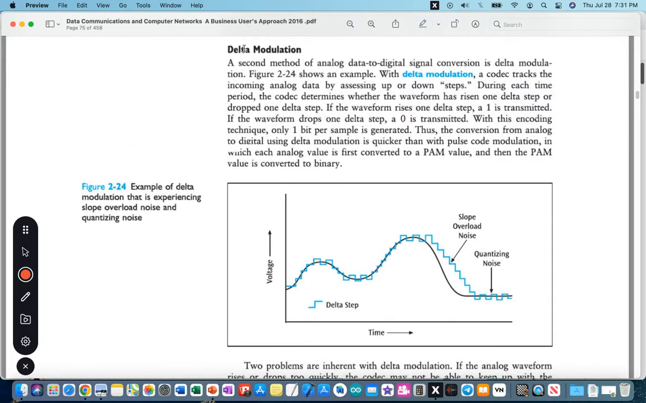And here we have delta modulation. Example of delta modulation experiencing slope overload noise and quantizing noise. Experiencing slope overload, it goes sharper. All right. And quantizing noise. It's supposed to be steady, but it shows not steady.